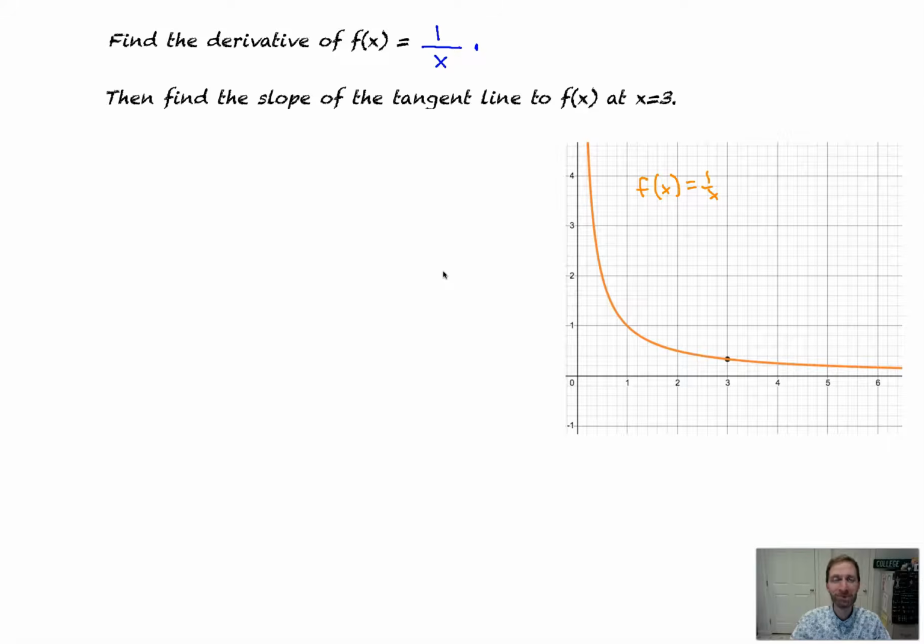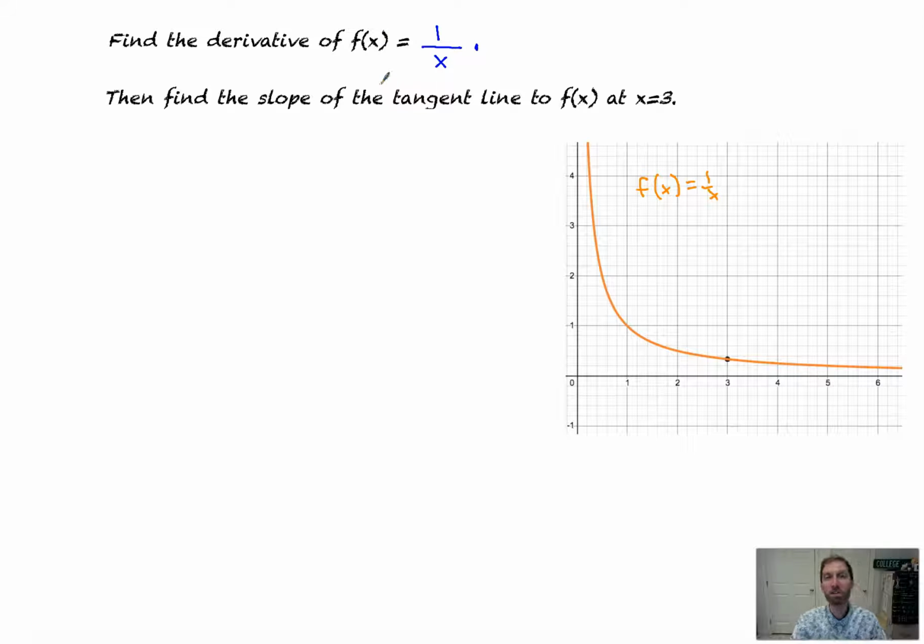Here we go. We've got ourselves a problem. It says find the derivative of f of x equals 1 over x. What in the wide world is the derivative? Well, we found the derivative at a point before. The derivative is essentially the function that gives us the slopes of f of x at any point.